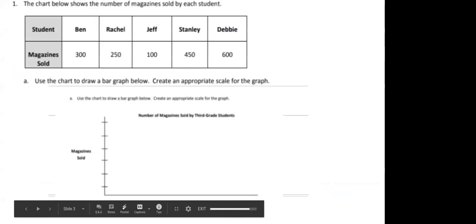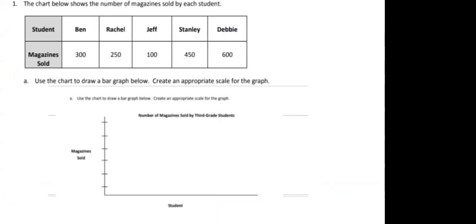Okay, number 1, the chart below shows the number of magazines sold by each student. They gave us students Ben, Rachel, Jeff, Stanley, Debbie, and the number of magazines they sold: 300, 250, 100, 450, 600. You're going to use the chart below to make a bar graph. You're going to need to create an appropriate scale.